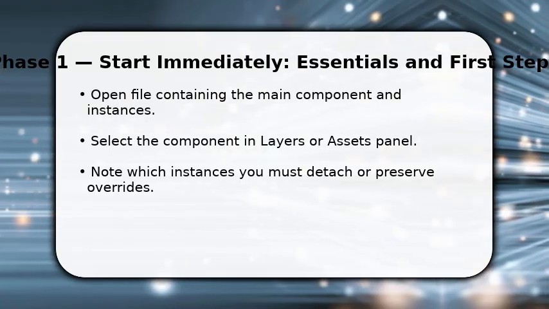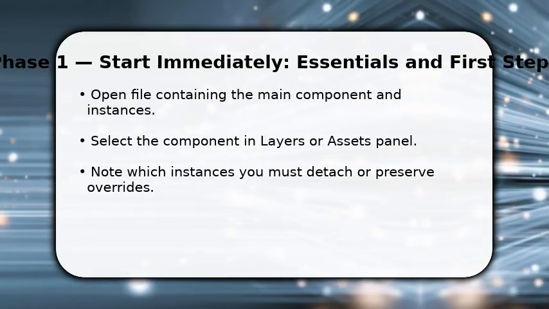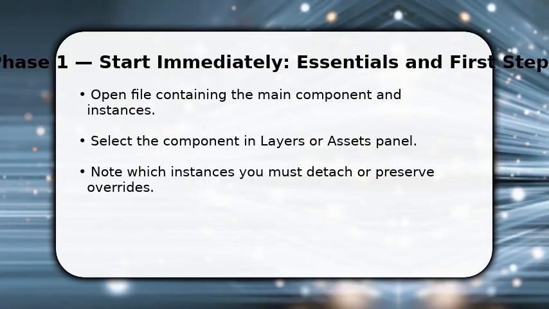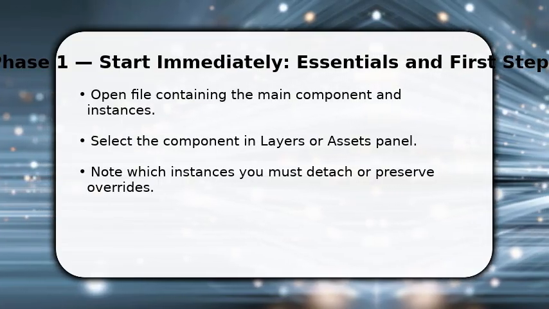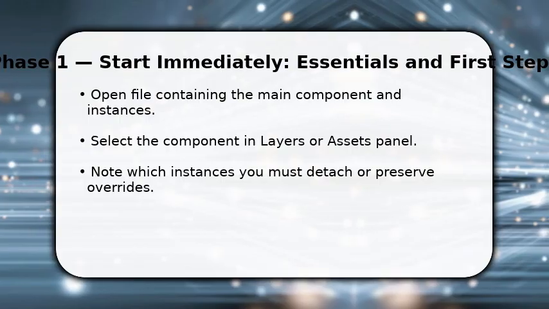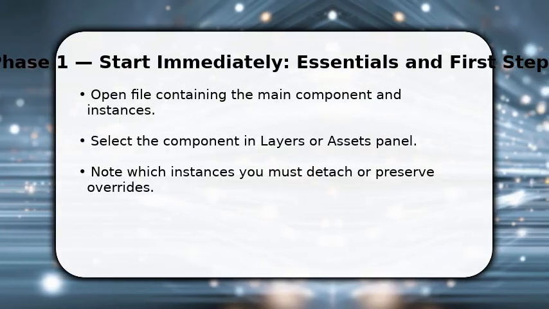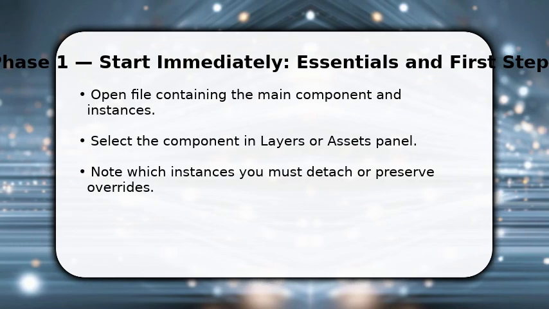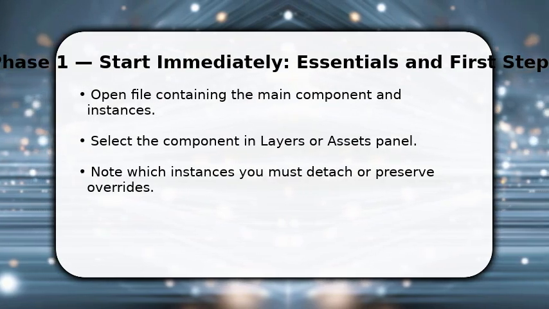Next, make a duplicate of the main component. This prevents accidental loss. Make sure to work on the duplicate. It isolates changes while preserving originals. Doing this first saves time later and prevents mistaken global changes that affect other frames.